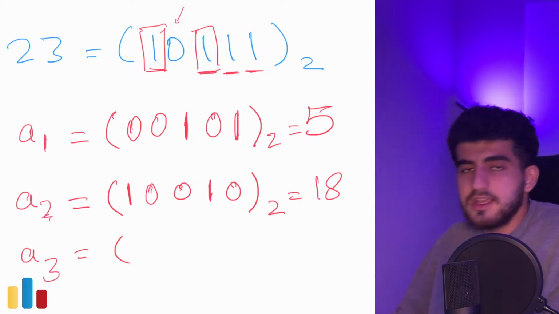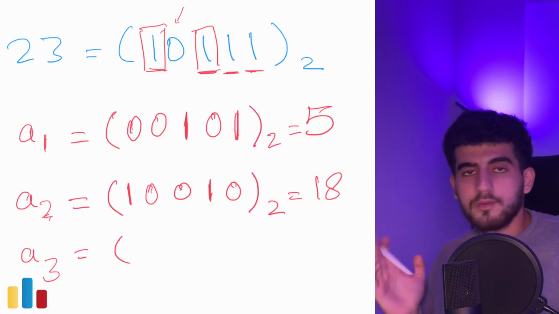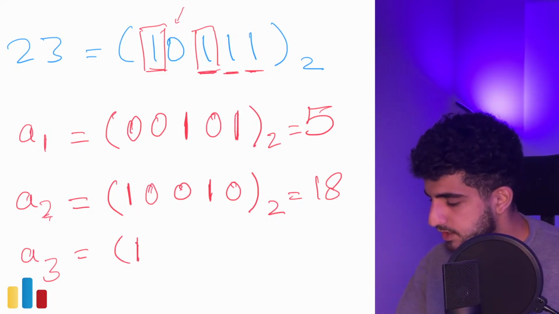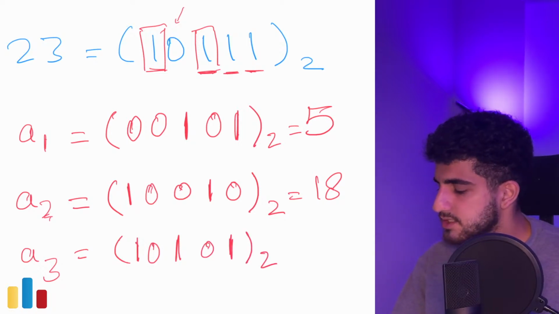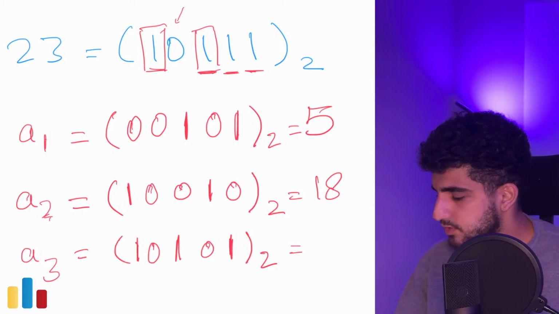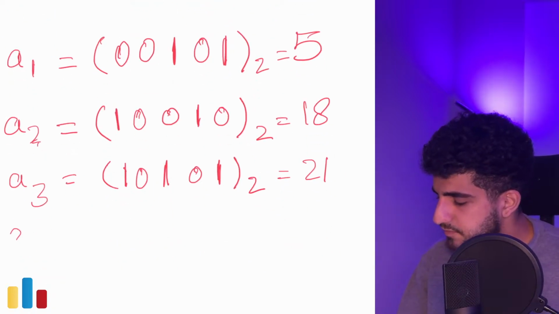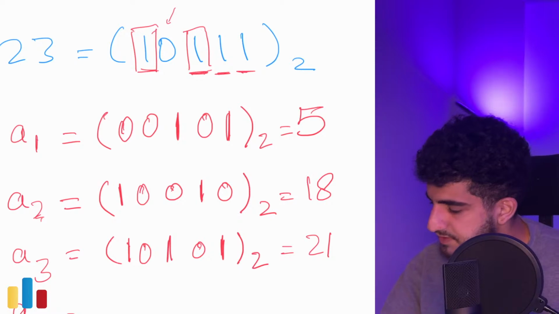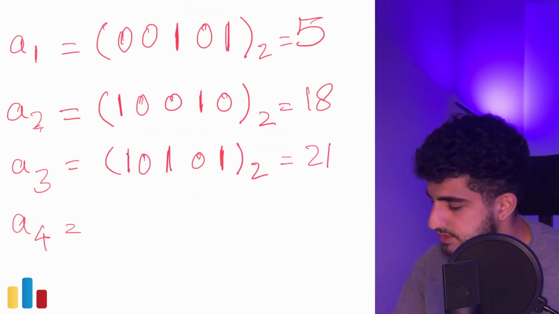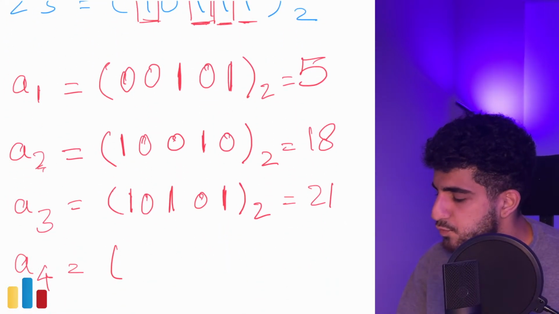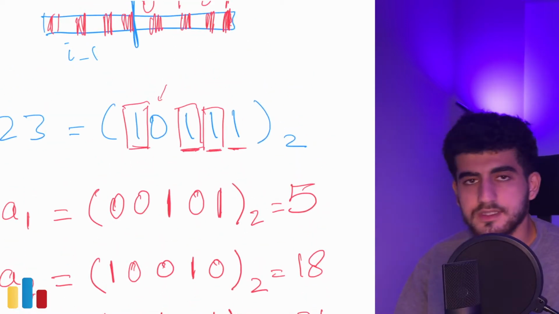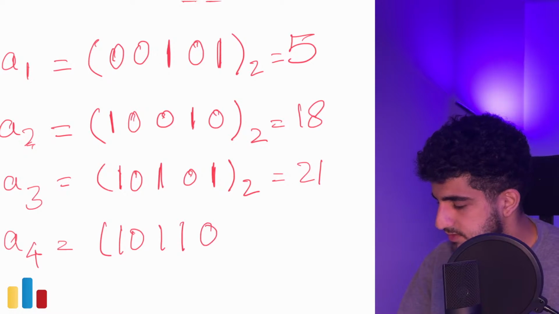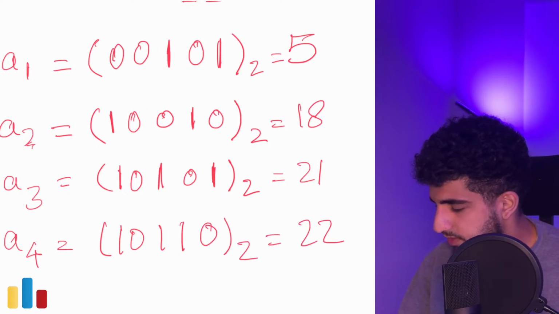So for a sub 3, the first 2 on bits are 1. So it's going to be 1, 0, 1. And then these two will alternatively be 0 and 1. So this number is going to be 16 plus 4 plus 1. So it's going to be 21. Then a sub 4, for this the first 3 on digits are 1. So it's going to be 1, 0, 1, 1. And then the next digit is alternatively 0 and 1. So it starts from 0. So this one is 0. This is going to be 22.